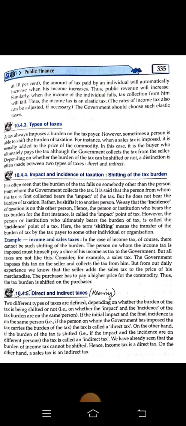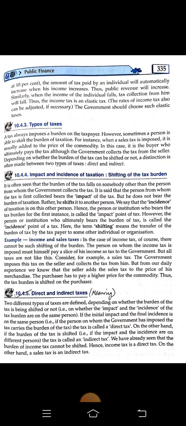So in direct tax, the impact and the incident is on the same person. That is called the direct tax. Whereas on the other hand, we are having indirect tax. Indirect tax means government is imposing the tax on somebody, but the payment is done by somebody else. That is called the indirect tax. So in other words, we can say that in indirect tax the impact and the incident is on two different persons.